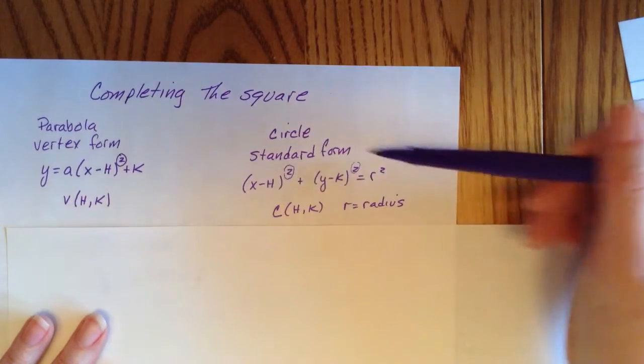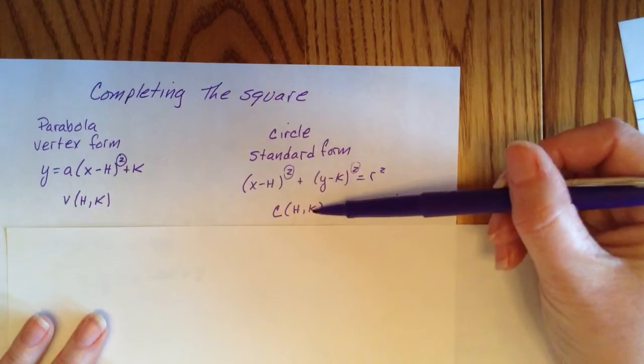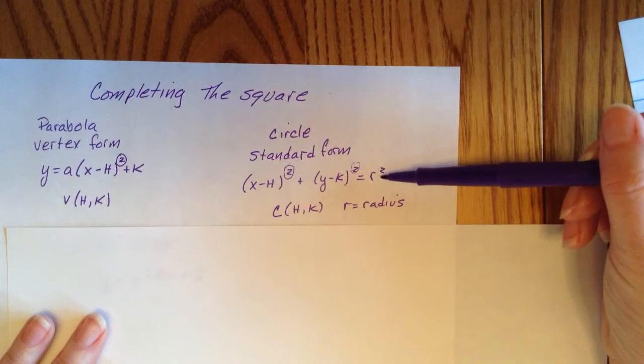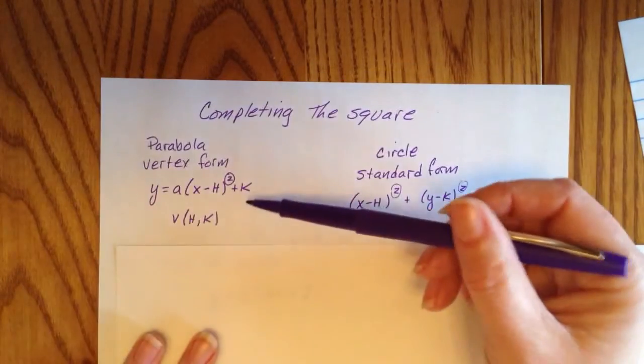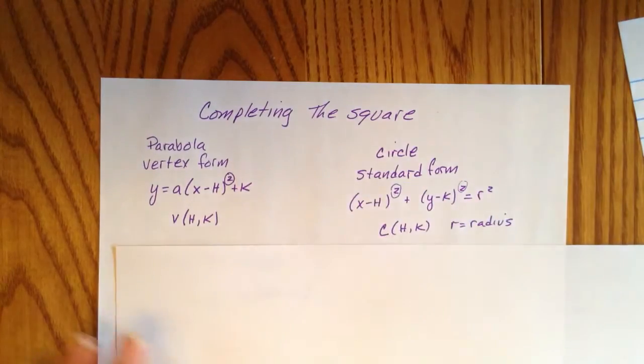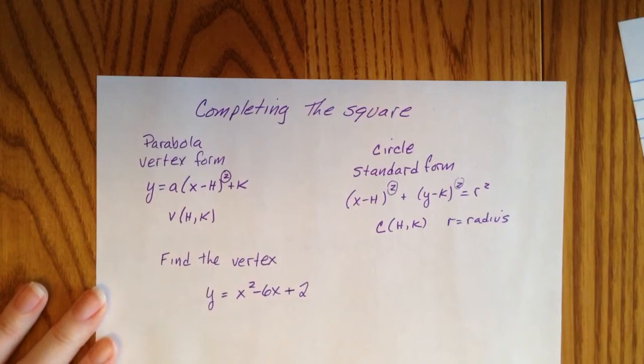So this is the standard form for a circle, and the center of the circle is (h, k) and the radius would be r. So if we're in this form, we can sketch a circle. If we're in this form, we can sketch the parabola. But unfortunately, not all equations are written in that form. So here's what we have.